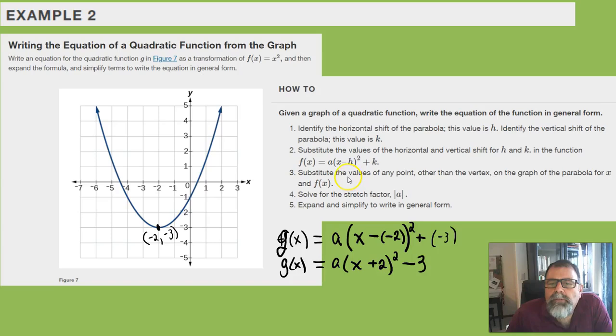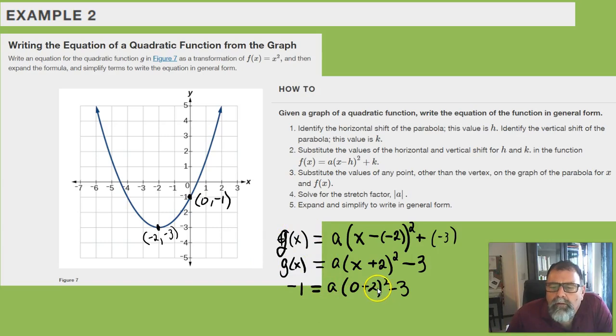Now, you're going to substitute the values of any point other than the vertex on the graph of the parabola for x and f of x. In our case, it would be g of x. So let's see, here's a nice point: 0, -1. So if we put in 0 for x and then -1 for g of x, the y value, 0 + 2, and then we're going to solve this for a, and that's going to be our stretch factor, right? Or in this case, it'd be a compression, right? Because it's actually skinnier than the basic toolkit function.